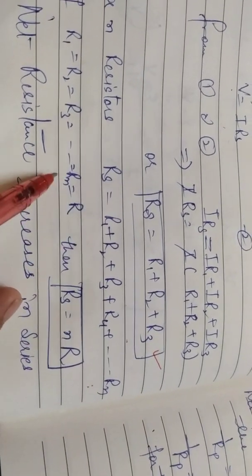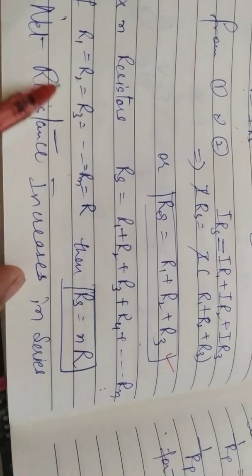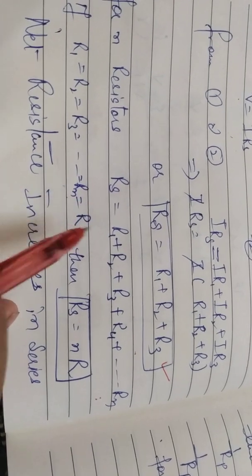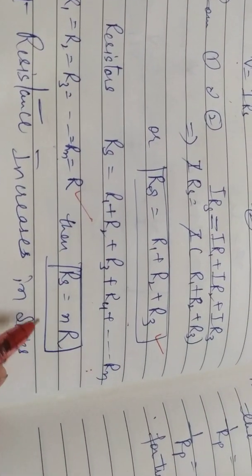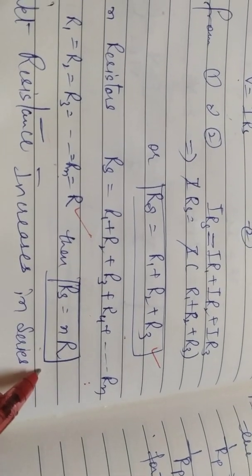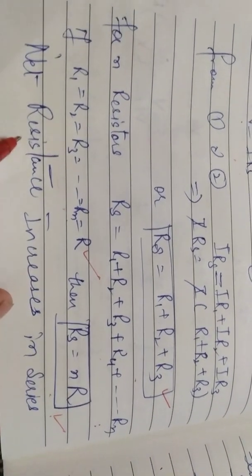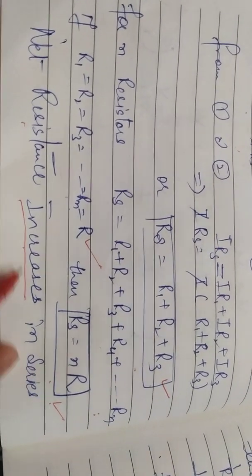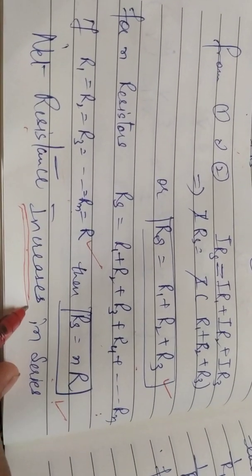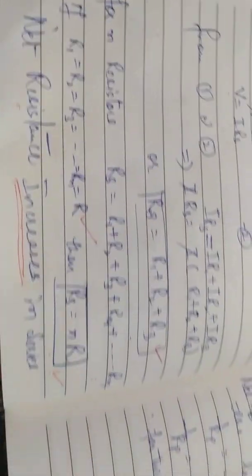And the second result is that if all the resistors are equal, let us say equal to R, then R plus R n times will become nR. So net resistance in a series circuit increases. Series में resistance इंक्रीज हो रहा है, बढ़ रहा है.